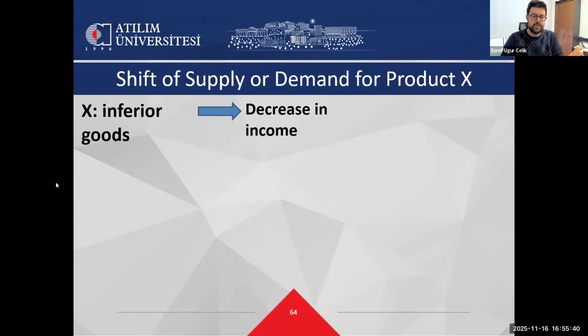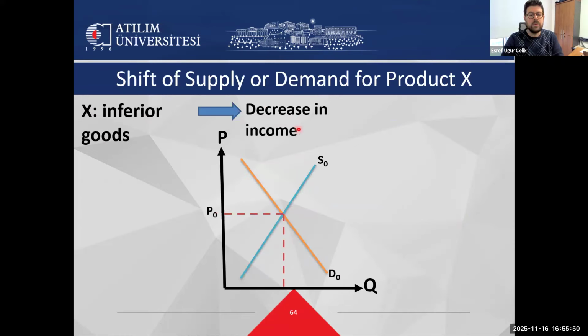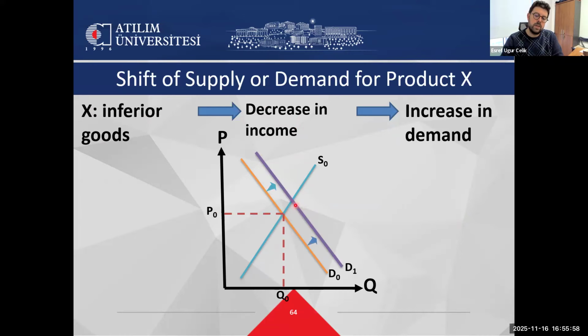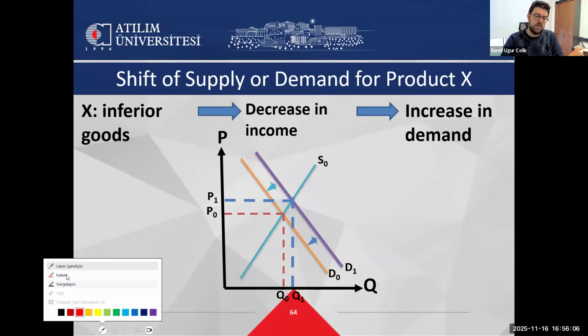Okay, another question. X is an inferior good, decrease in income. What happened? The negative relationship. So an increase in demand means that the demand curve is shifting to the right. So at the new equilibrium point, price increases, quantity increases. So what can we find?